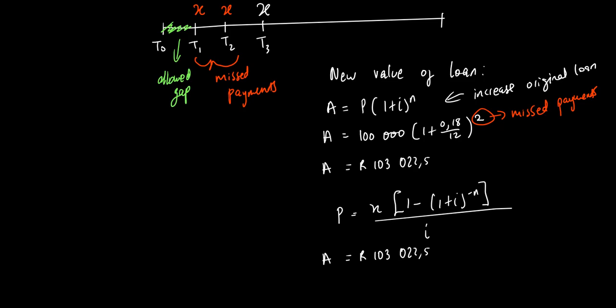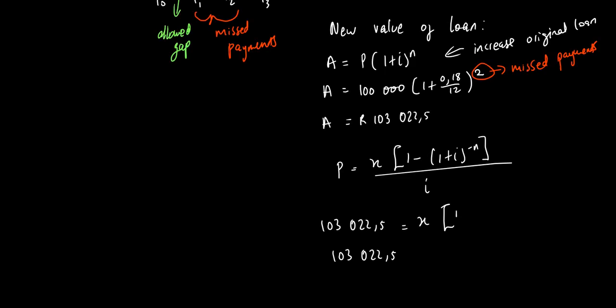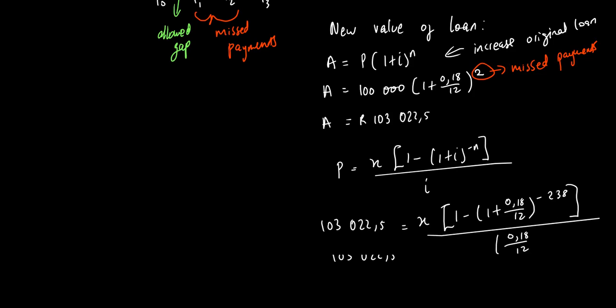So the loan right now is 103,022.5. We don't know how much the installments should be, but we know the interest is 0.18 over 12. How many payments must she make? Remember, she must make 238 payments to settle the loan. She must still make them. Then guys, we can solve for x.